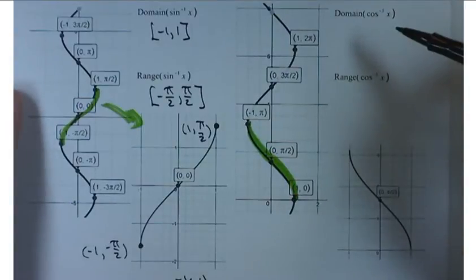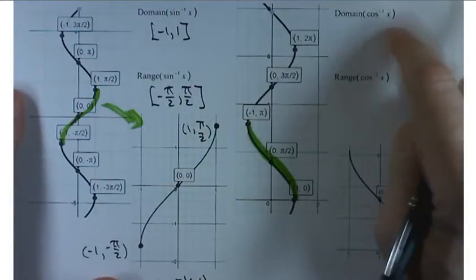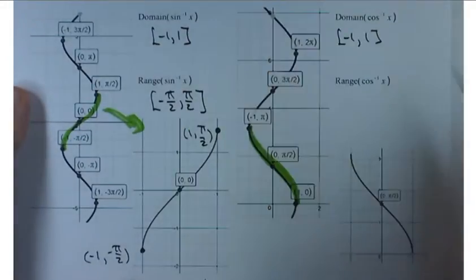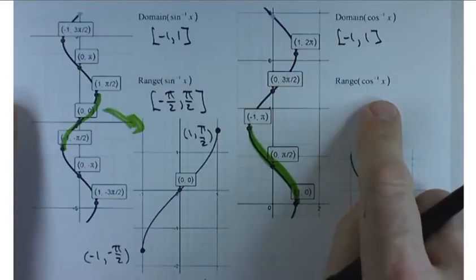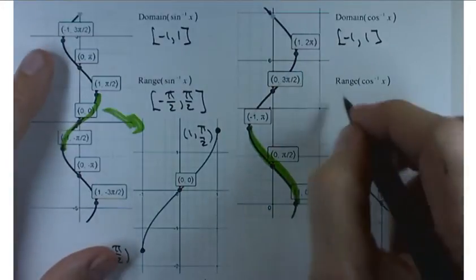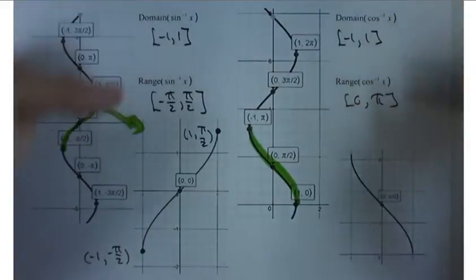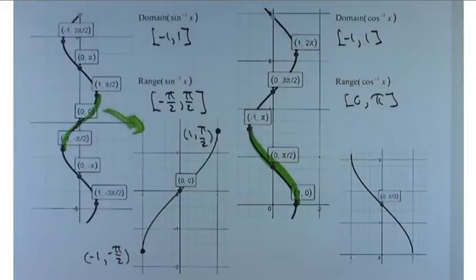Let's look at the domain here. What's the domain of the inverse cosine? -1 to 1. How about the range of the inverse cosine? 0 to pi. So the domain is the same, but the range is different from sine inverse to cosine inverse. They are different functions. All right.